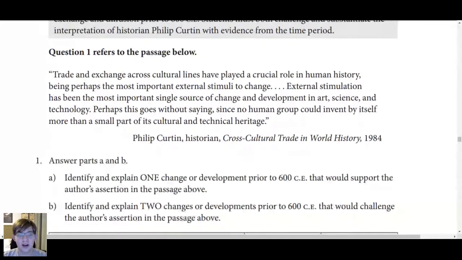All right. So, first, part A. Identify and explain one change or development prior to 600 CE, so period 1 or 2, that would support the author's assertion in the passage above. So first, tell me, what is his argument? Just what's his general idea?